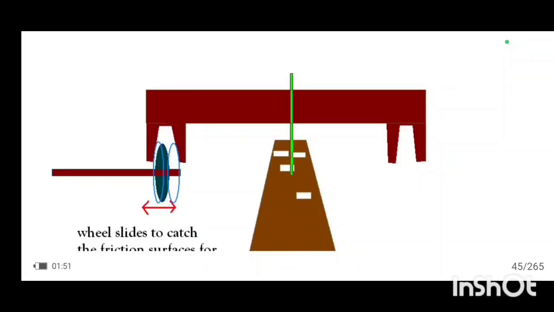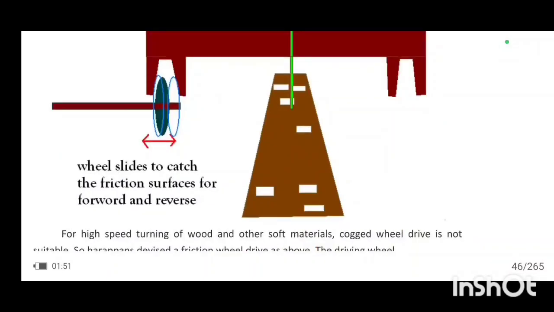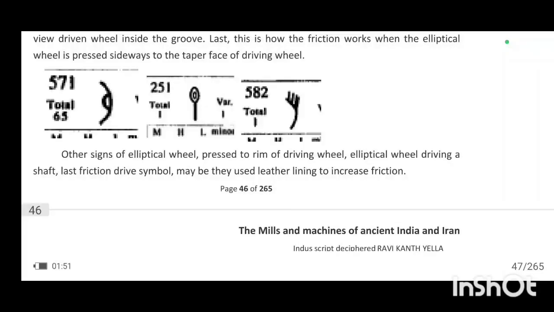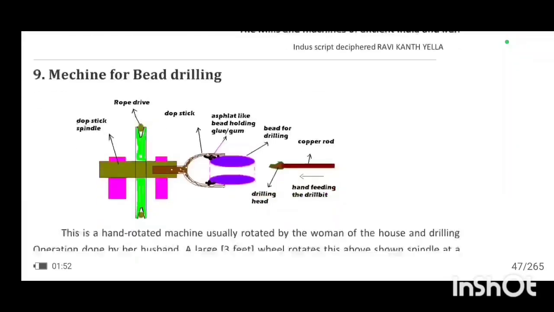This is the friction drive of the same powerhouse. If the wheel is pulled sidewards, the side friction causes it to turn smoothly. These are the symbols arising out of that friction drive. Some more symbols arising out of that friction drive powerhouse.